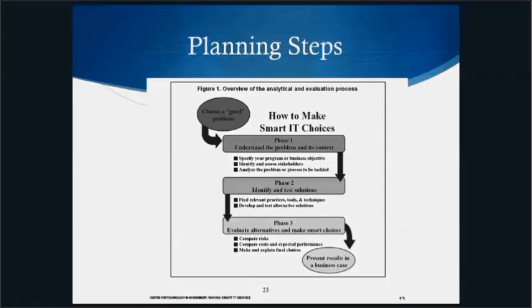And then lastly, I think there's a number of planning steps that you have to make. This is actually from the Center for Technology and Government at SUNY Albany. They do really great work there, and if you're ever looking for really good resources, it's a great place to look on their website and so forth. I've worked with them over the years as well. But for making good choices, I think there's three phases we have to go through. We've got to understand the problem, identify and test solutions, and then evaluate alternatives, and then make the smart choice.